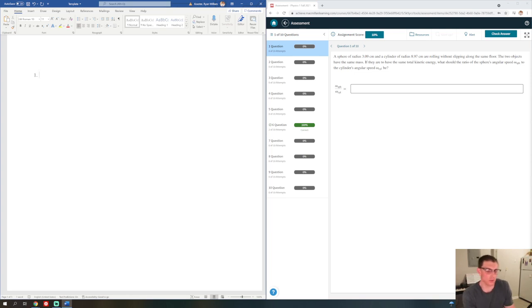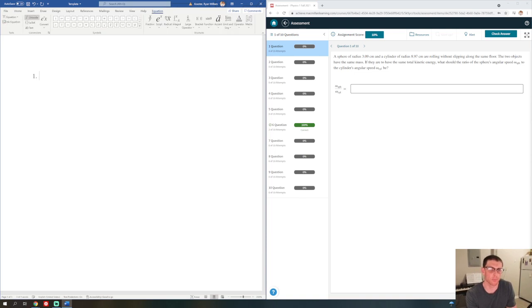So let's just do this, because what we're saying, right, is that the kinetic energy of the sphere equals the kinetic energy of the cylinder. So we have to remember to include both forms of kinetic energy. That's something we have to do now.